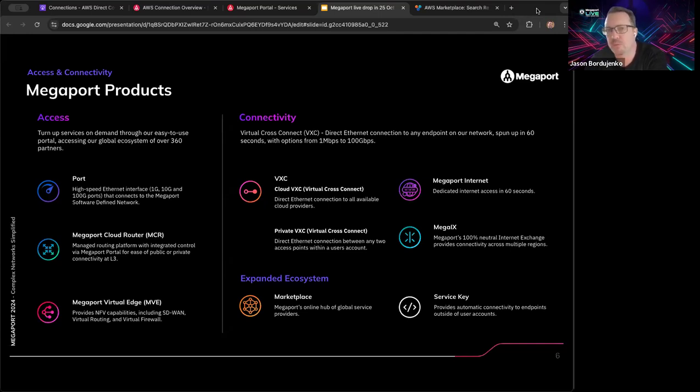This is, in its simplest form, a single port, but it is possible to build highly available and highly resilient networks that carry all of your production traffic as well. And we've got multiple ways to do that.